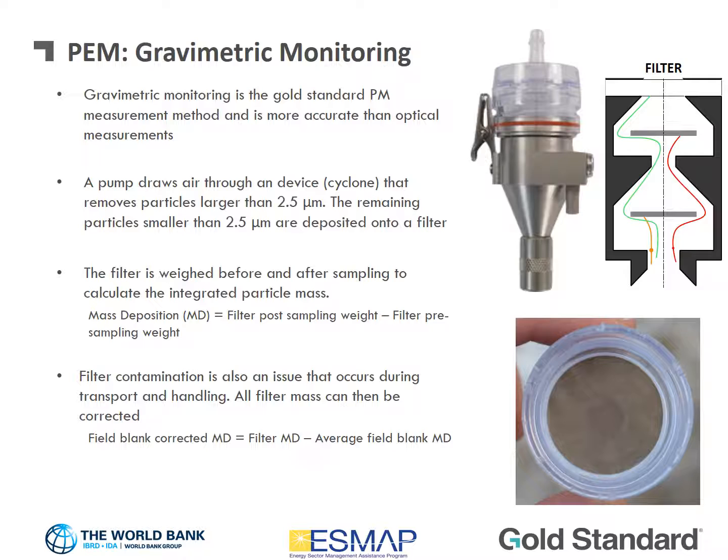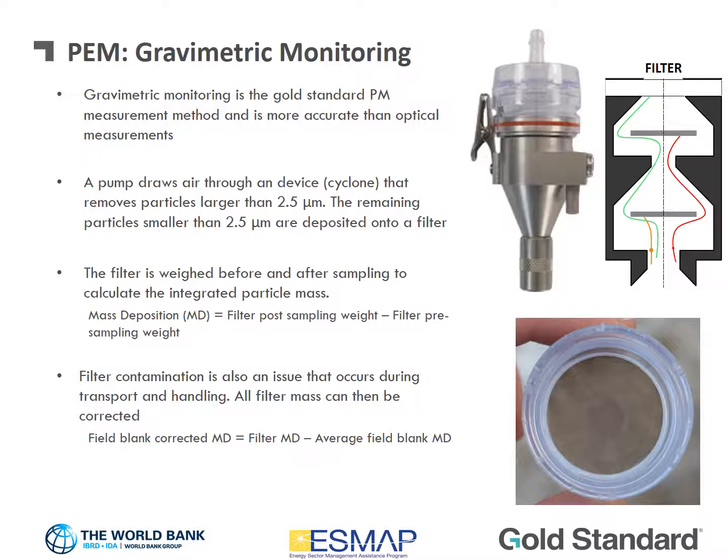Gravimetric monitoring is the gold standard for PM measurements. It's a direct measure rather than an indirect measure such as optical measurements. It's more accurate than optical measurements, and so is always recommended in at least a subset of the measurements being made during PEM.